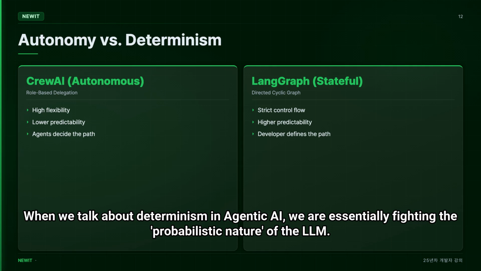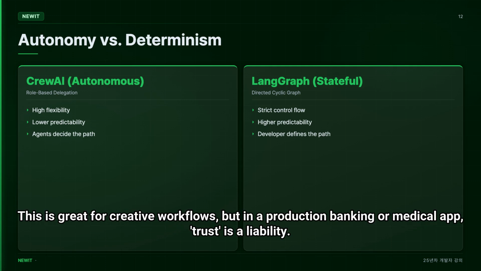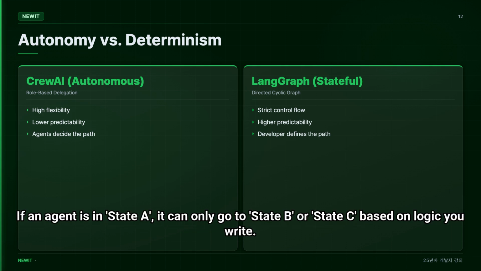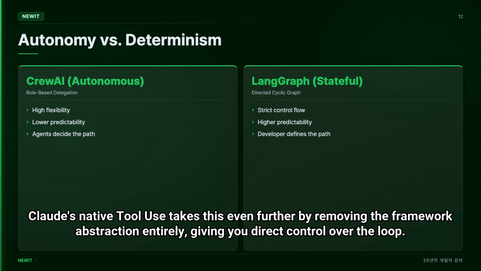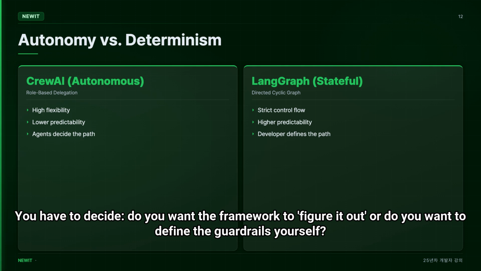When we talk about determinism in agentic AI, we are essentially fighting the probabilistic nature of the LLM. In Crew AI, you delegate tasks to agents and trust they will follow the process. This is great for creative workflows, but in a production banking or medical app, trust is a liability. LangGraph treats the agent as a state machine. This means you can explicitly define valid transitions. If an agent is in state A, it can only go to state B or C based on logic you write.